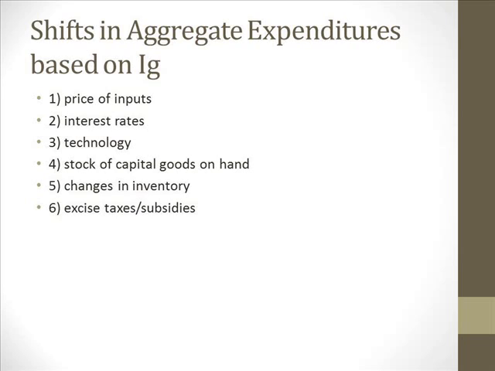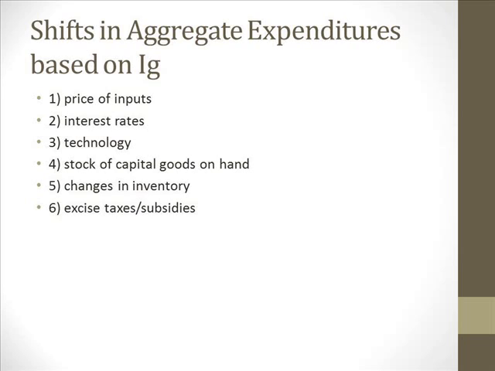Same with changes in inventory. Inventory is simply goods that would be in consumption if they had actually been sold, but they hadn't. So they go in the inventory, they go in the stock room in the back. So if your inventories keep going up, you'll stop investing. Why invest money to produce all these new goods when you haven't even sold the ones you made from the year before? And then finally, excise taxes and subsidies.